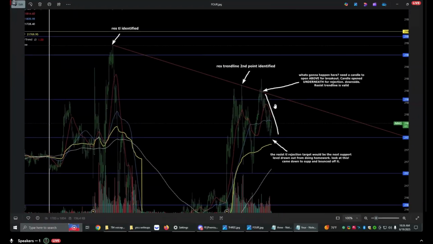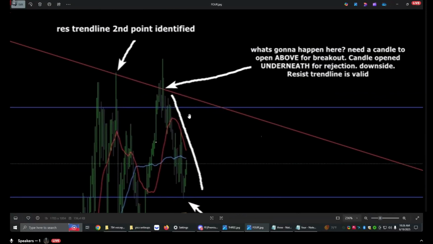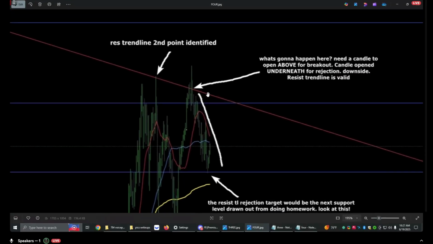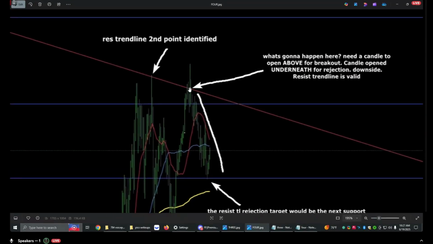Let me see if I can zoom in here. What's going to happen here? Need a candle to open above for a breakout. The candle opened underneath, rejection, downside. So this resistance trend line is still valid and accurate. This would have been an opportunity to go short because this got rejected.